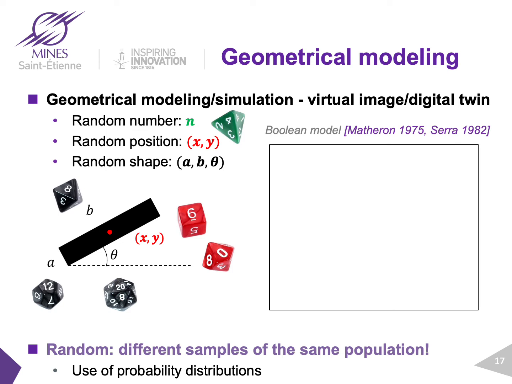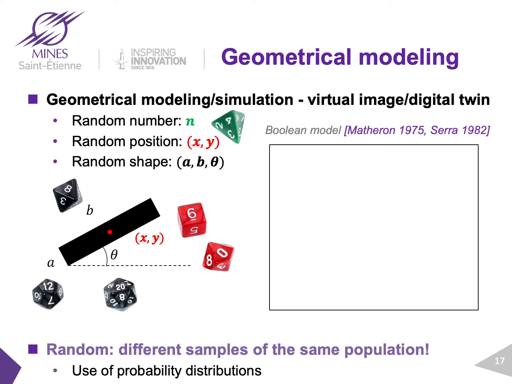So in order to represent these random values, for sure behind you have some probability distribution. We consider that we have some dice representing this probability distribution. So you have a green die for the number of particles, you have 2 red dice for the position, and 3 black dice for the shape. So what I propose now is to play with dice to simulate one image. And in the literature you can find different models, and one of the simplest is the Boolean model.